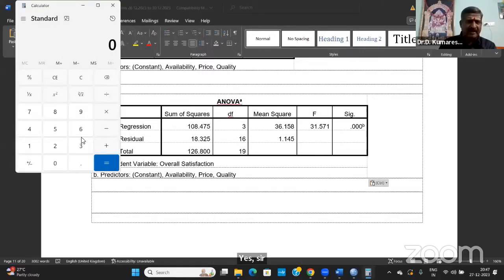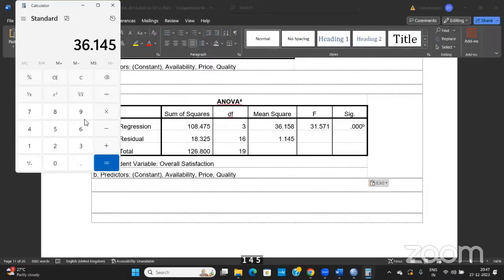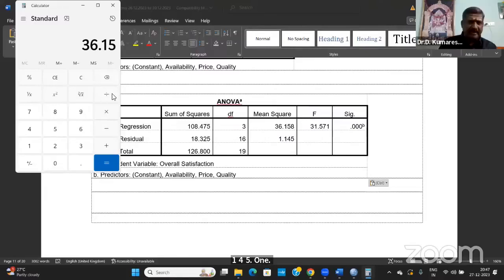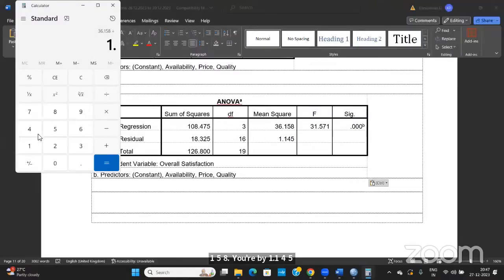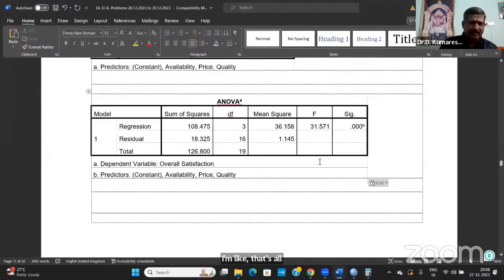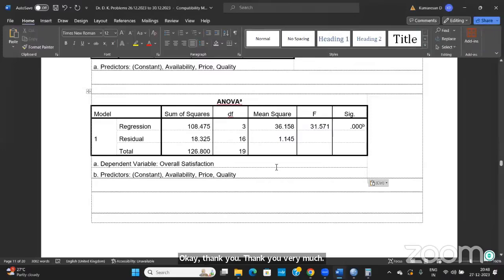Now 36.158 divided by 1.145. Look at the value: 31.579. Maybe there is a rounding error. That is how the F value is computed. Thank you very much, sir.